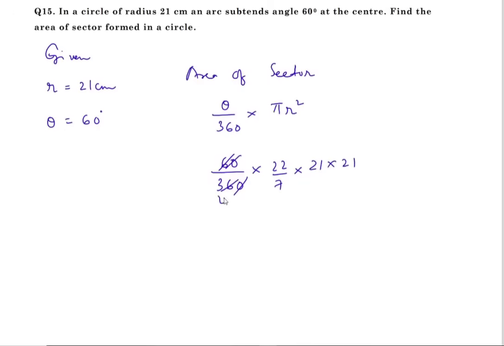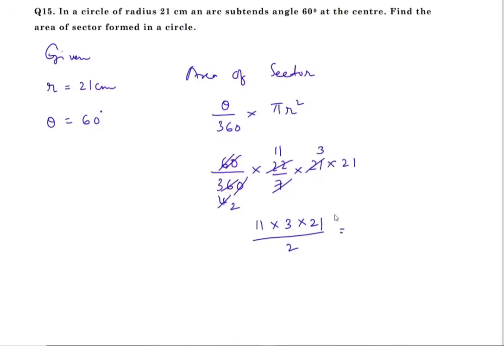6 ones are 6, 6 fours are. Now 7 ones are 7, 7 threes are. Now 2 twos are 2, 2 elevens are. Now what are the numbers remaining? 11 into 3 into 21 by 2. Multiply 11 into 3 is 33.